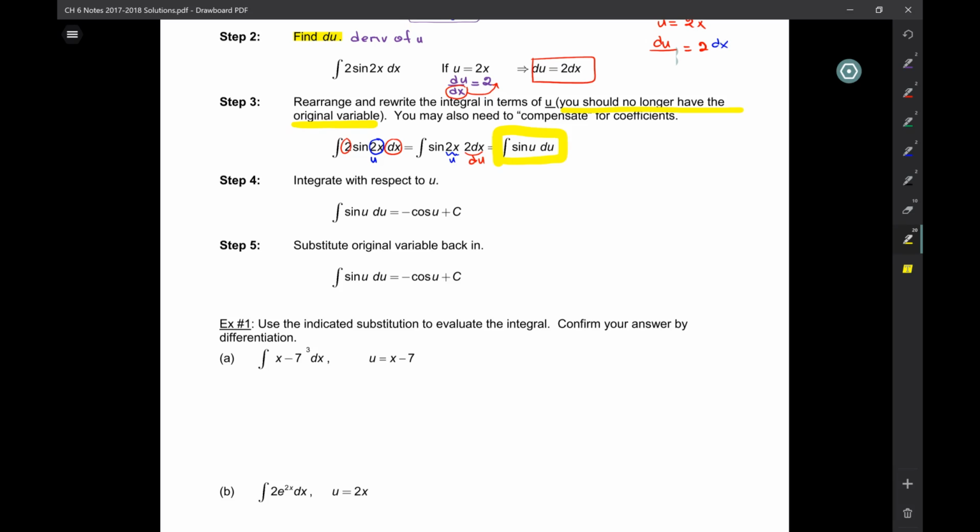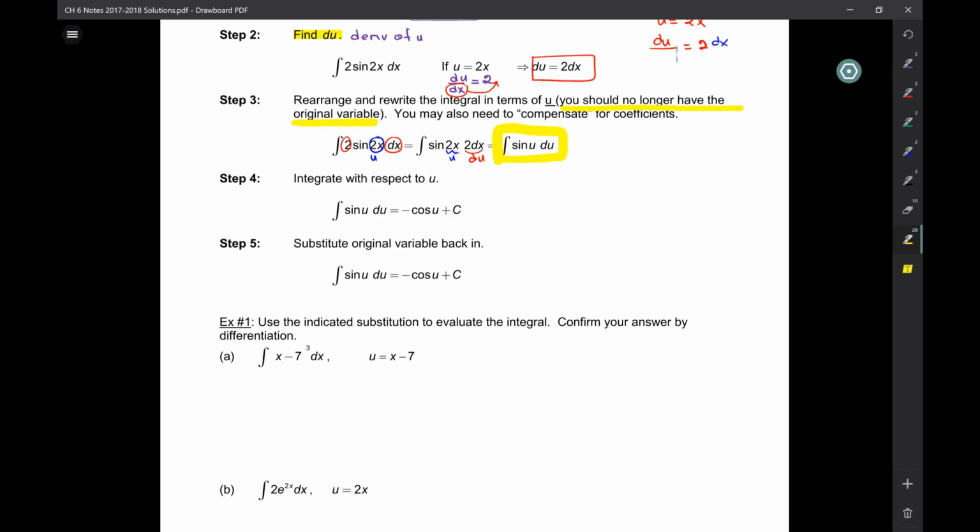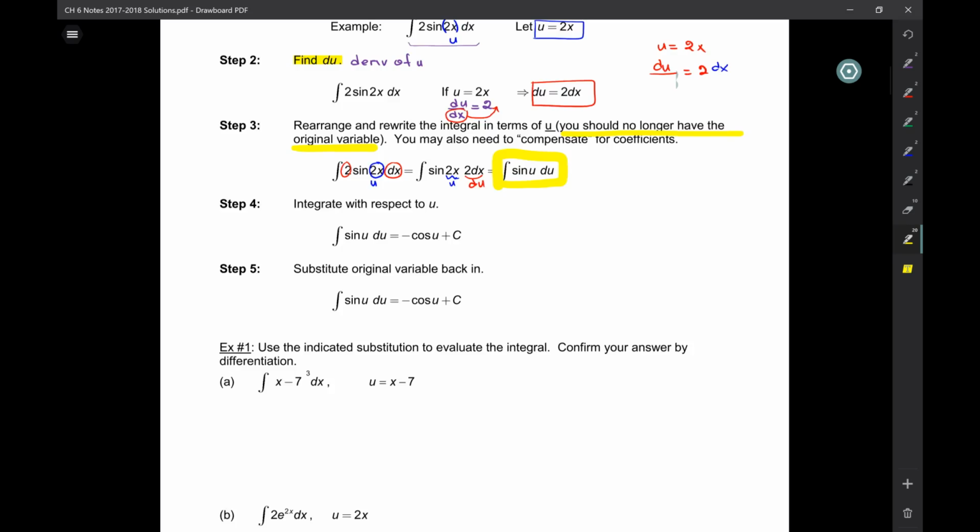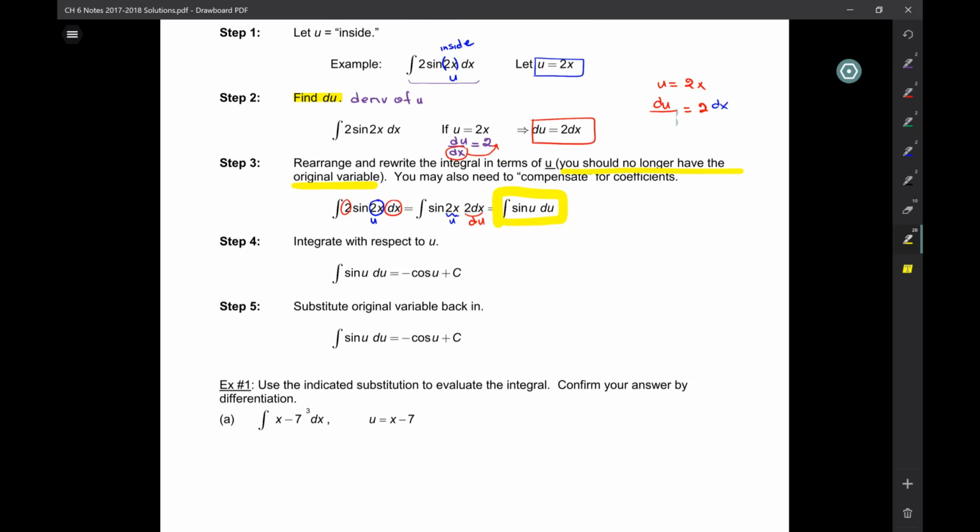Why did we get rid of the 2x? Initially, we said 2x is going to be u from now on. So now I substituted u for 2x. So no matter what number is there, like if that 2x was a 5x, we're still going to get the same answer. You'd still get sine u. There will be some recompensating for our coefficients and constants, but you guys will be experts at that very soon.